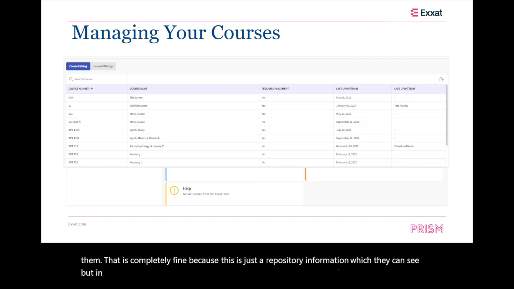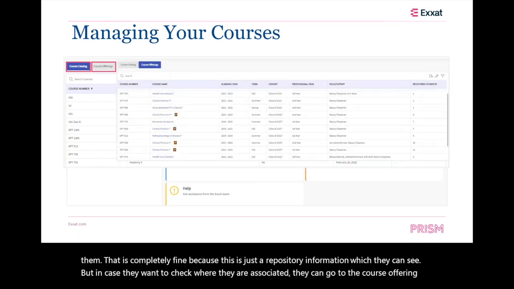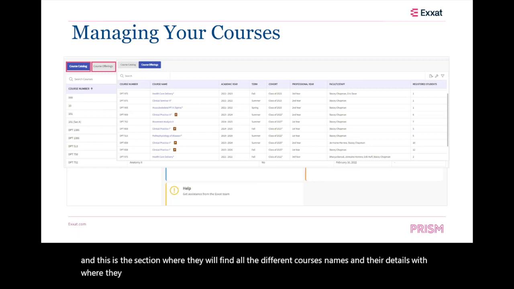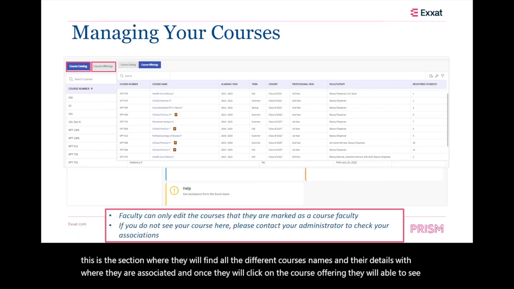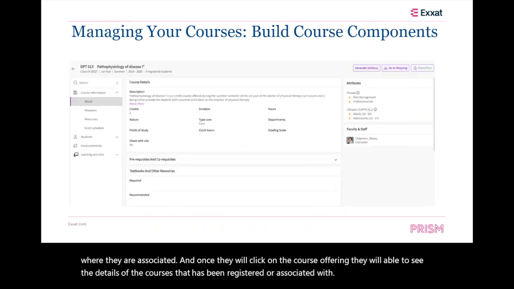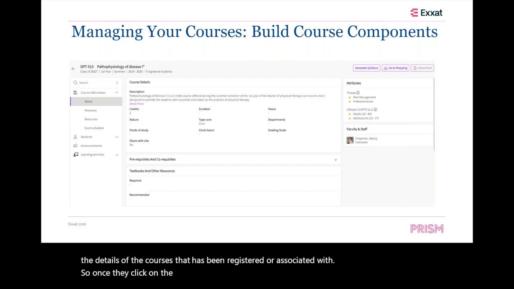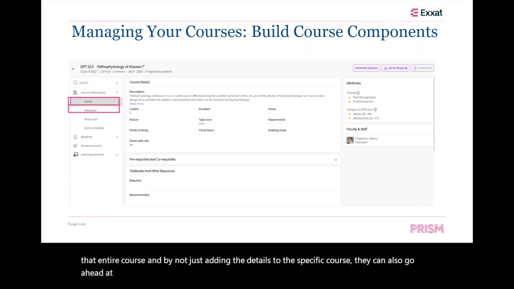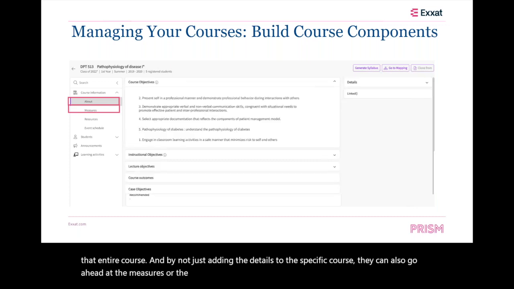But in case they want to check where they are associated, they can go to the course offering, and this is the section where they will find all the different course names and their details where they are associated. Once they click on the specific course offering, they will be able to open or view the profile of that entire course. And not just adding the details to the specific course, they can also add the measures or the objectives to that specific course.